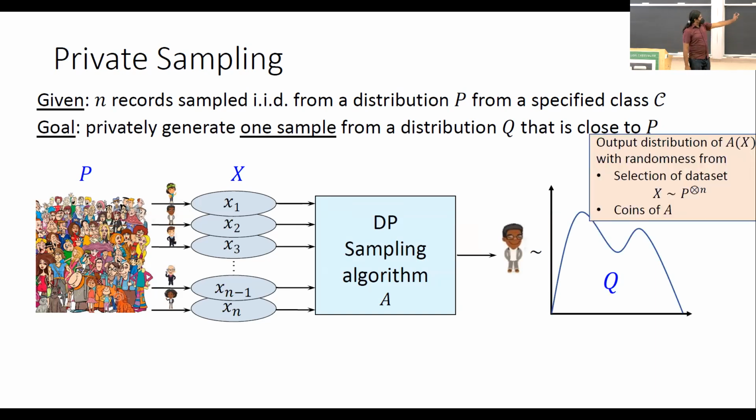And the output distribution Q of the algorithm will take randomness from two sources. One is the selection of the data set from the population distribution, and the other is just the coins of the algorithm. And what do we mean by privately generate one sample? We just want the algorithm to be differentially private with respect to the input records that it uses.